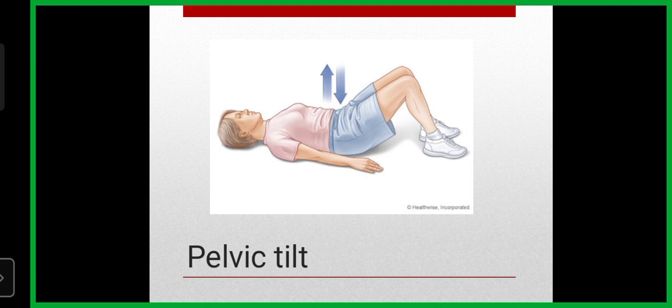As you are pulling your belly button in, your back will automatically flatten towards the floor and your pelvis will roll up towards your chest. Hold this position for 20 seconds, then relax. Aim to complete 10 repetitions of this exercise.